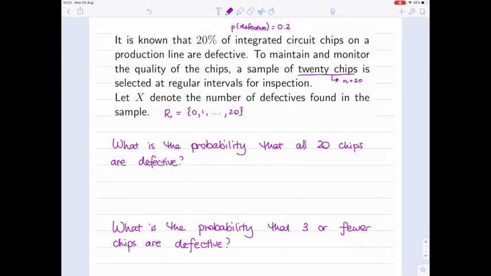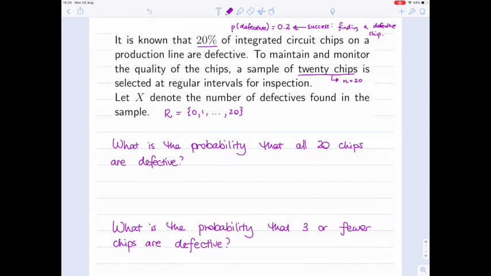So if we think about that, we know that 20% of them are defective, so we're going to count a success as finding a defective chip. So our probability of success is 0.2. So the first thing we'd like to ask is, what is the probability that all 20 chips are defective?